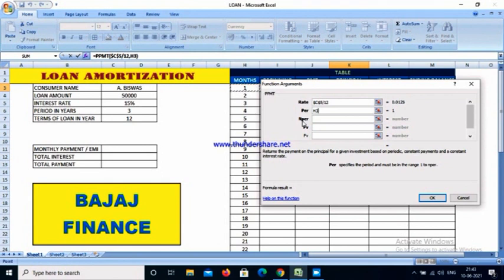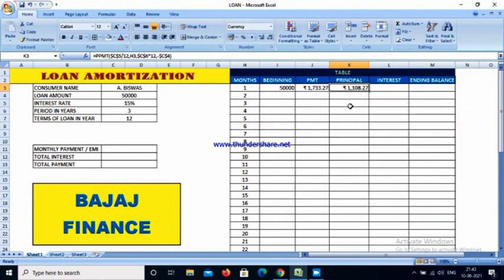No need to fix this cell, students, because months will be changed automatically. As long as we go, month numbers will be increased. So we will not fix our month number. Okay, understood, students? Next, nper, same as before, time, click over 3, press F4, multiply by 12, come to the next row, present value is your original loan amount, minus symbol, click over the 50,000, press F4 to fix the cell, click OK to continue.